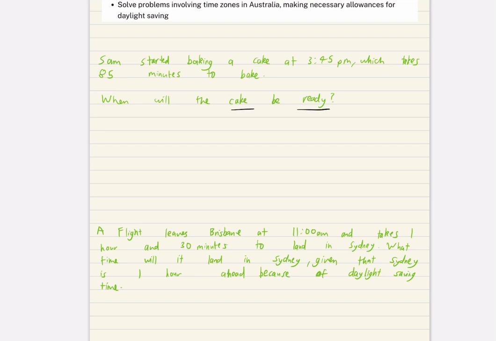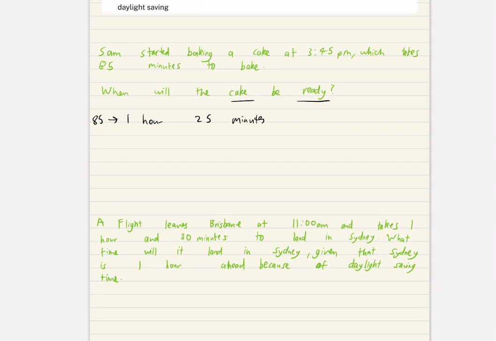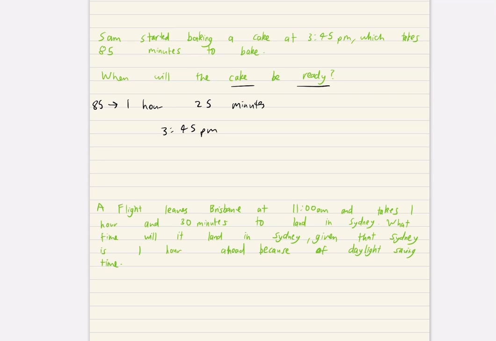So 85 minutes, the first thing I would do is convert that time into hours. If we know 60 minutes is in 1 hour, we know that 85 minutes is equal to 1 hour and 25 minutes. And then we simply add it on to 3:45 p.m.